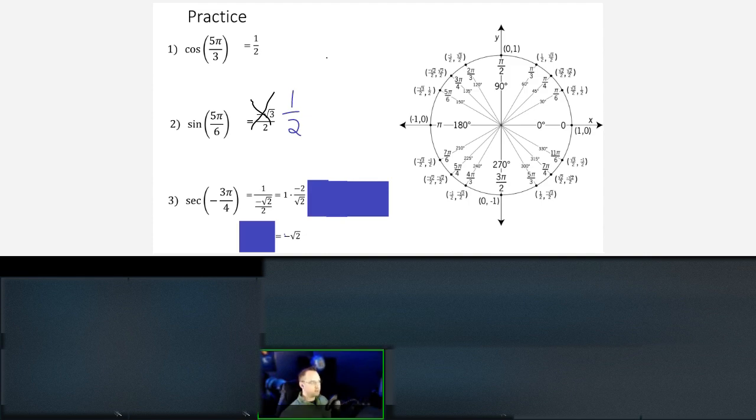All right, so 1 times anything is itself, so we just get negative 2 over radical 2. Remember, we are not allowed to have radicals in our denominator. So what do we have to do? Rationalize. So multiply by radical 2 over radical 2. Yep. We must rationalize.